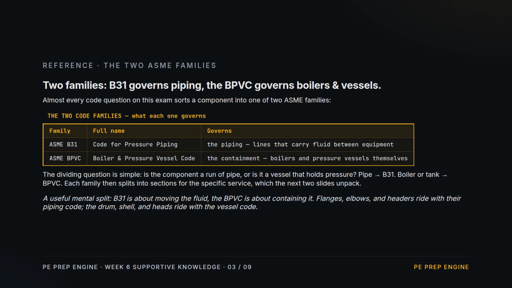The dividing question is simple. Is it a run of pipe or a vessel that holds pressure? Pipe goes to B31, a boiler or tank goes to the BPVC. Each family then splits by service, which the next two slides open up.